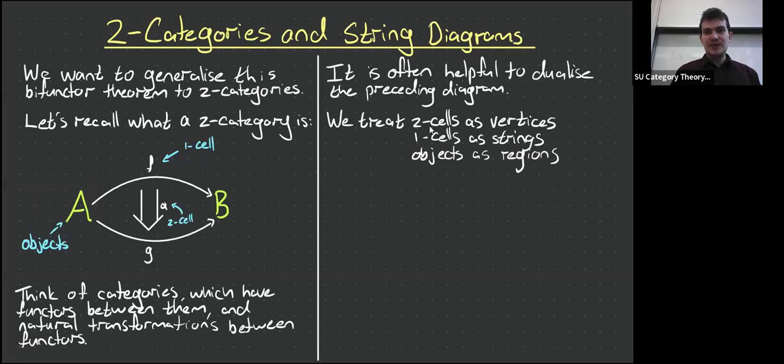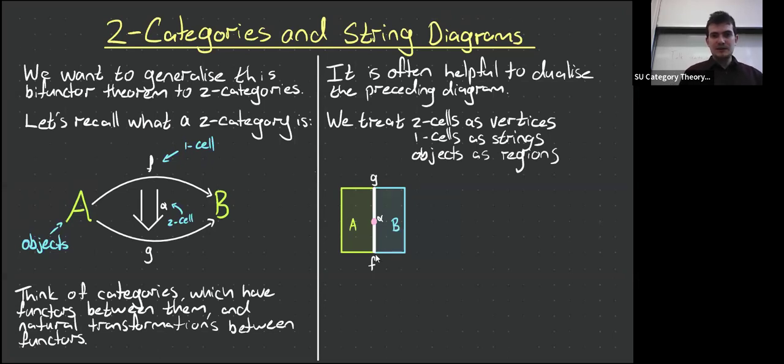But now we want to flip that. So we want to consider the two cells as vertices. The one cells are going to remain strings or wires, which, this kind of looks like a string or a wire. And the objects are now going to be regions. And so what the preceding diagram would look like is something like this. So we've got this object A and the object B, and then this morphism kind of goes up. We've got this F morphism here, and it's on the border of A and B. And so that kind of says that F goes from A to B. But we've now connected F and G with this two cell, which is now a point.